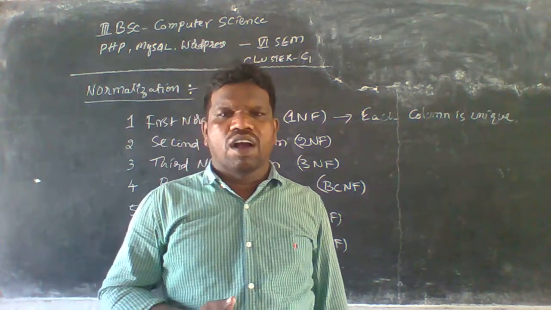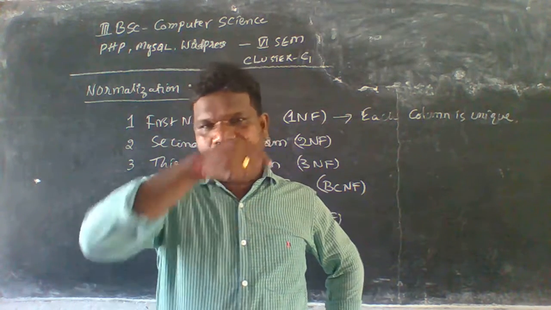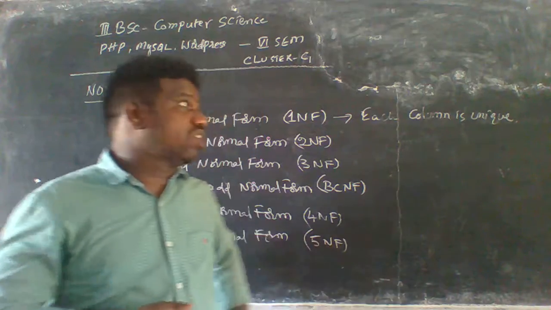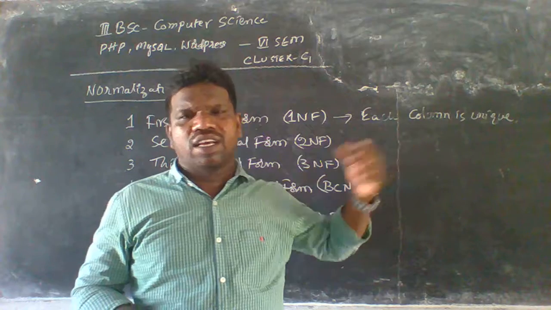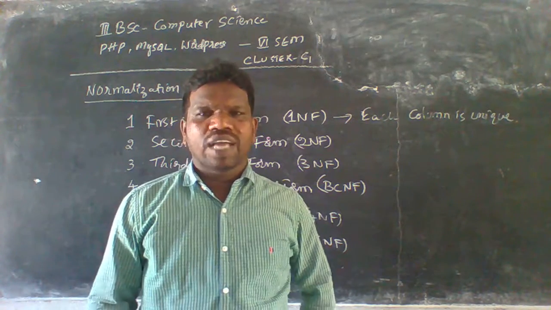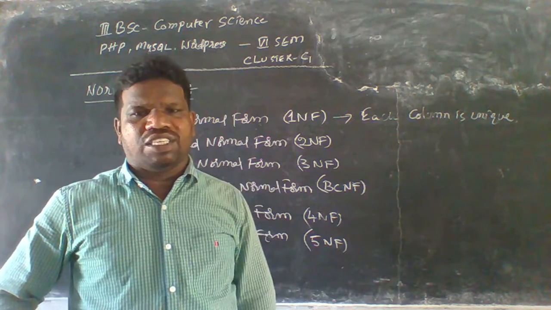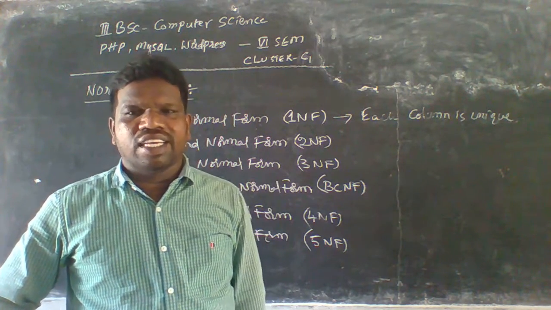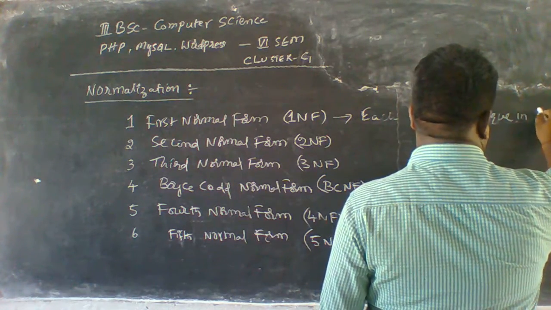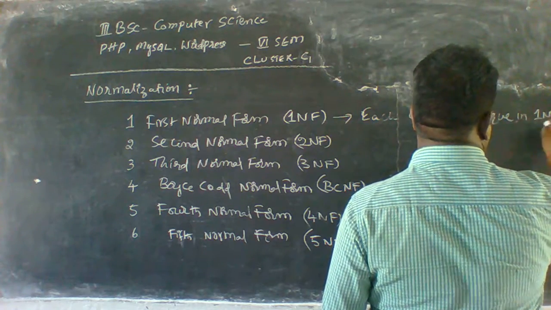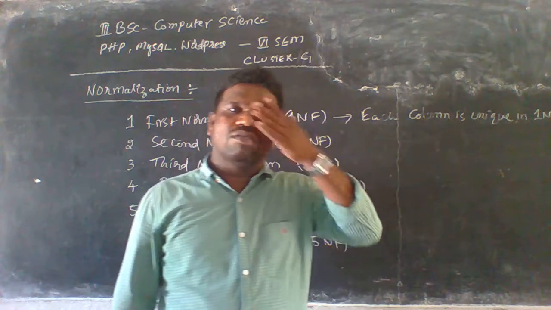In this scenario, the primary key is also very useful while we are talking about the first normal form, that we simply say 1NF. We have to see that each column is unique in first normal form. Here, unique means identity.